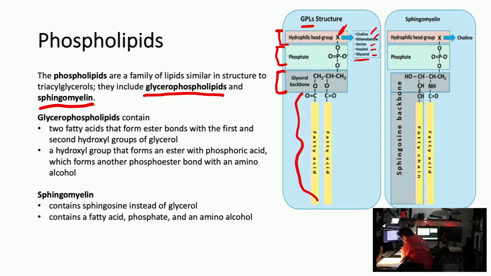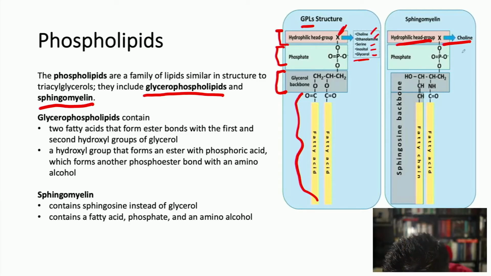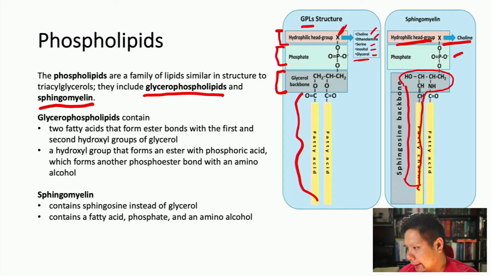And then for the sphingomyelins, there's also a hydrophilic head group. The X there, I like to use R, but X there is a choline, and it's connected to a phosphate. They're connected to the sphingosine backbone. That does include a fatty acid chain, and then another fatty acid.